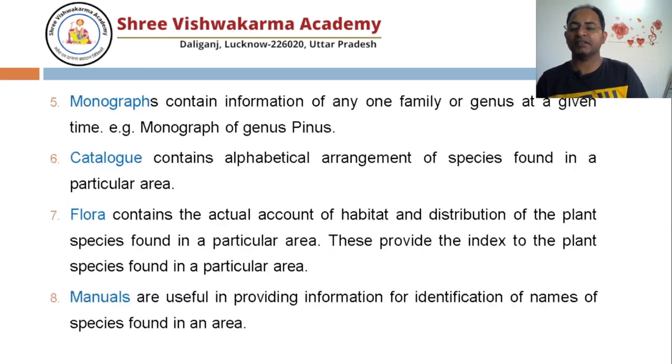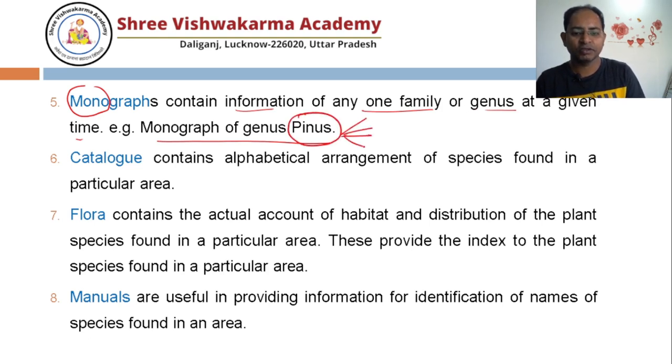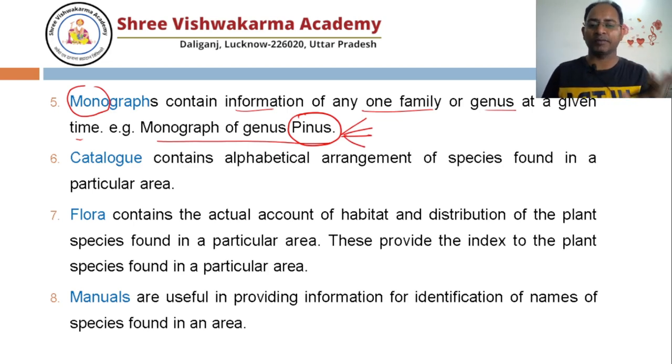Some other categories of taxonomical aids are there. One is known as monograph. Mono means single, right? It contains information on any one family or genus at a given time, like a monograph of genus Pinus. If the genus is Pinus, then definitely there will be many species in Pinus, right? So scientists target only one genus, and under that genus, how many species are there, they write about that only. So it's a kind of book.